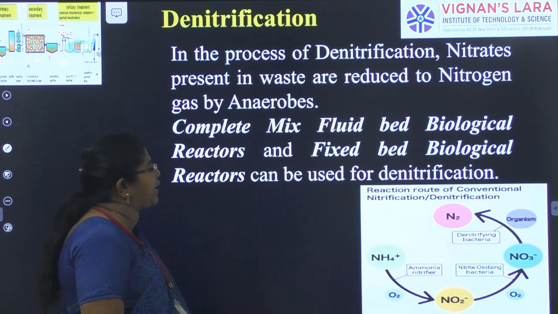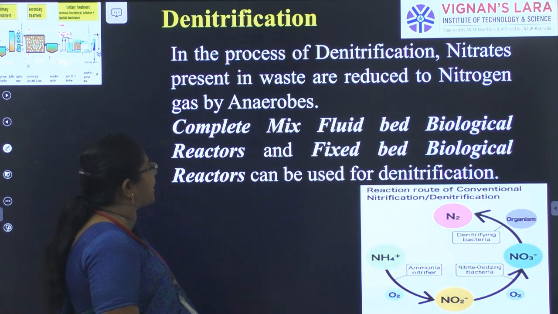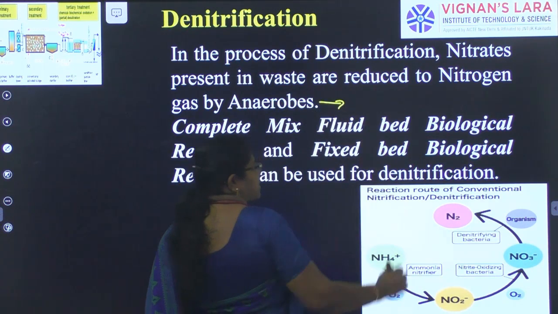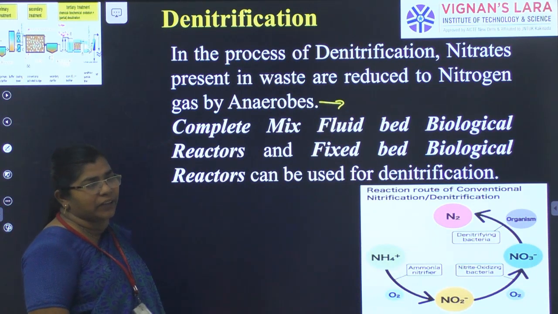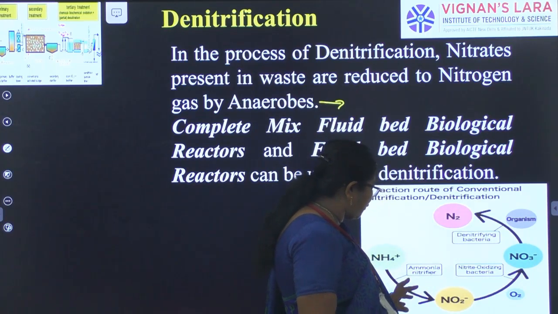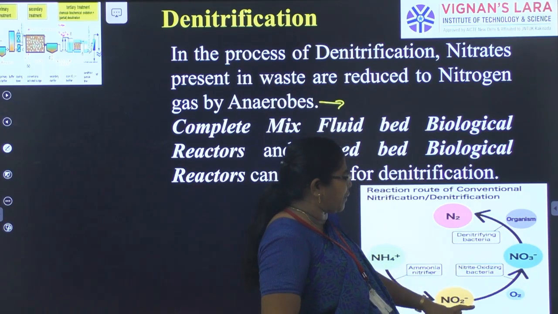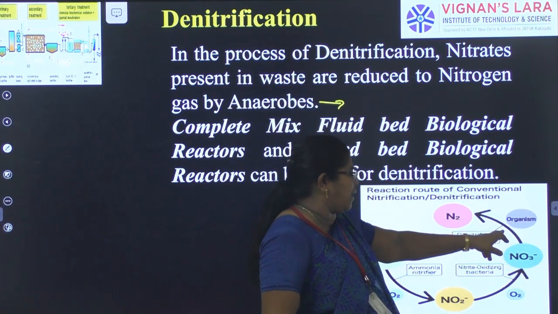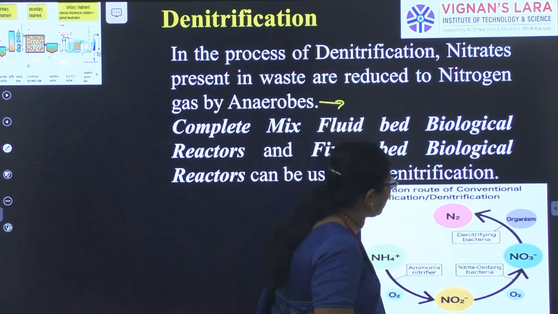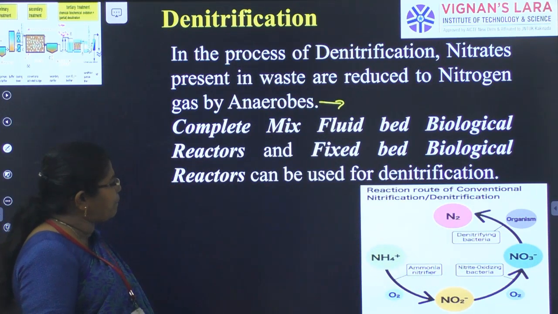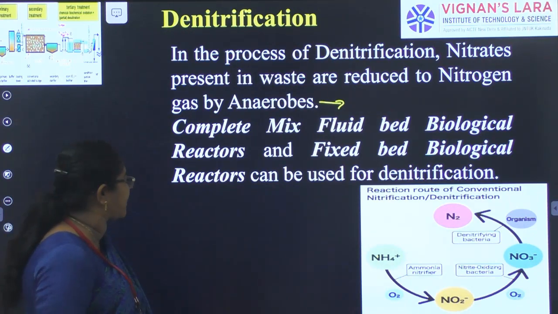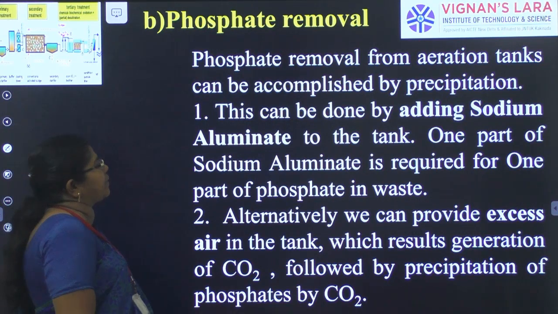In the process of denitrification, nitrates present in the waste are reduced to nitrogen gas by anaerobes. Anaerobes are bacteria that live without oxygen. So you can see here, ammonia goes through the nitrifier to nitrites, and from that to nitrates. Then, with the help of denitrifying bacteria or anaerobic bacteria, it goes to nitrogen gas. Complete fluid bed biological reactors and fixed bed biological reactors can be used for denitrification.